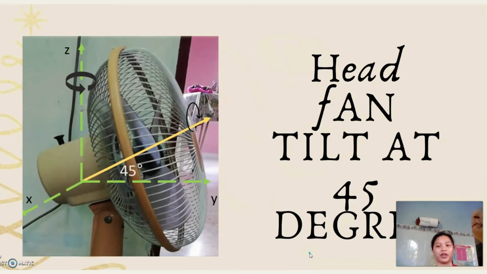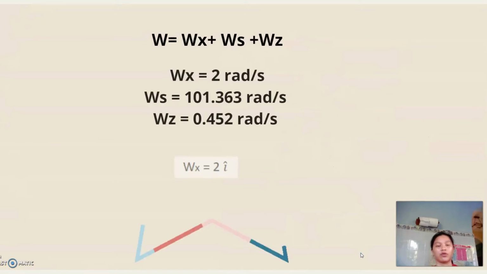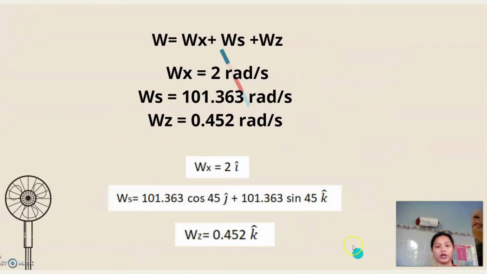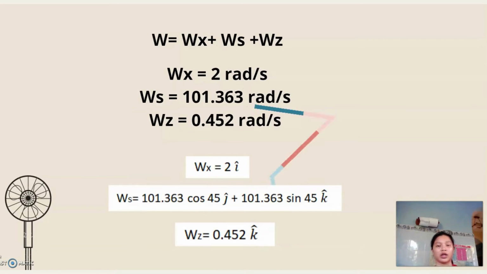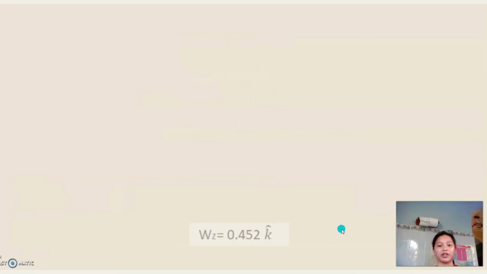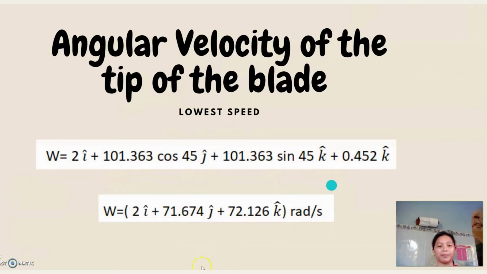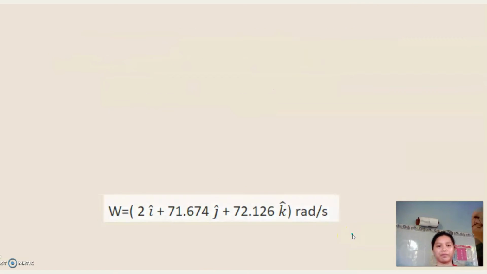The head fan that we're using is tilting at 45 degrees. For the angular velocity, we're going to calculate it in the ijk vector components. First, we need to calculate it separately for Wx, Ws, and Wz, and then after that, we're going to total it up. And this is what we got for the angular velocity of the tip of the blade.